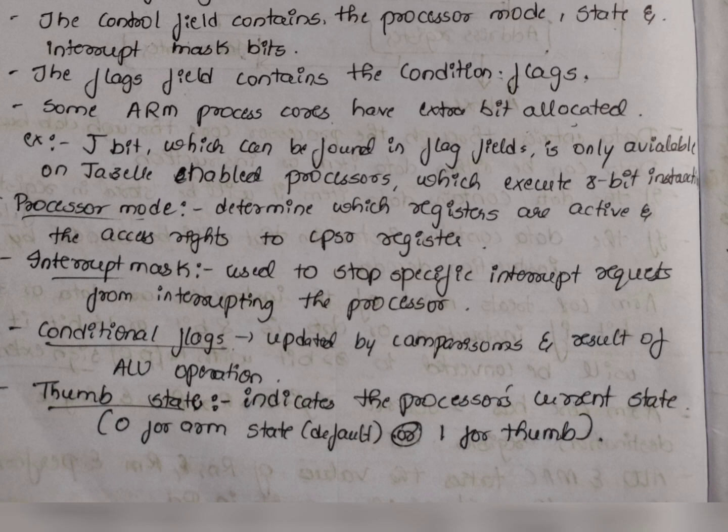The interrupt masks are used to stop specific interrupt requests from interrupting the processor. The condition flags are updated by the comparisons and results of ALU operations. The final one is the Thumb state, which indicates the processor's current state.